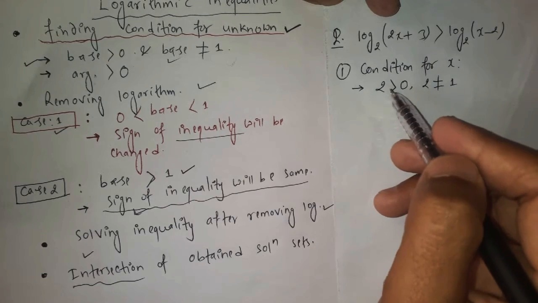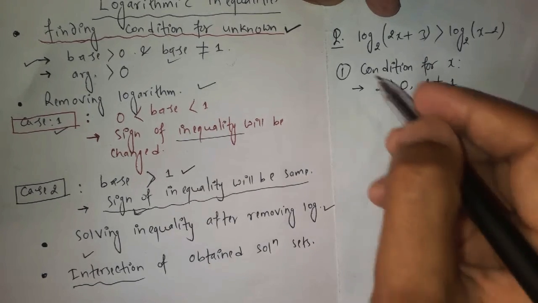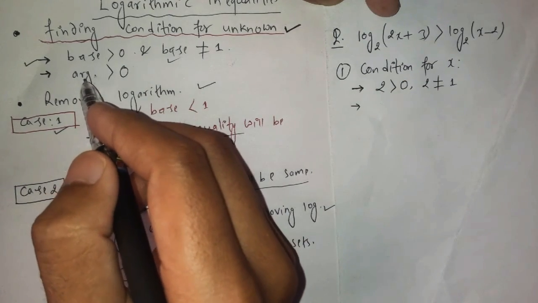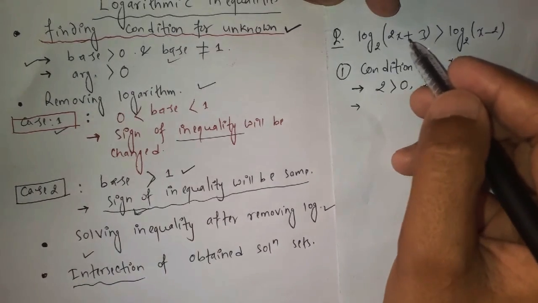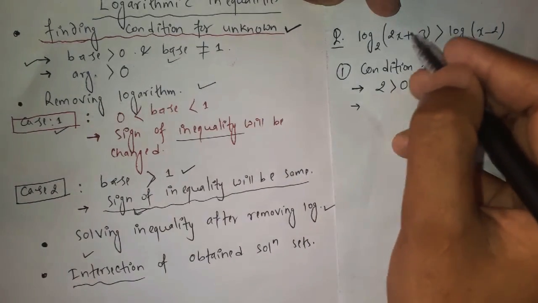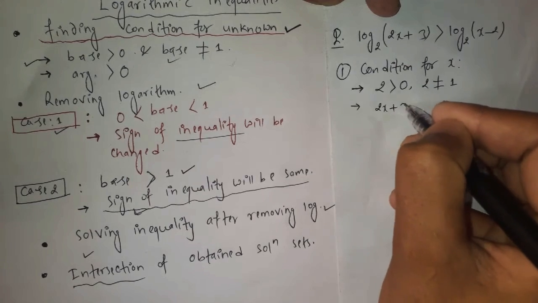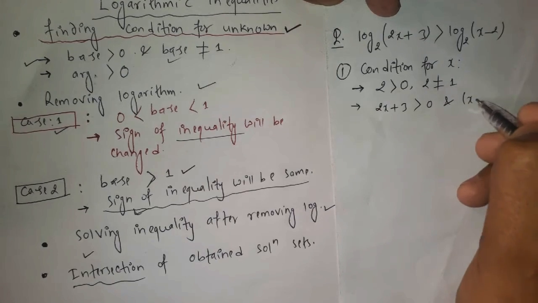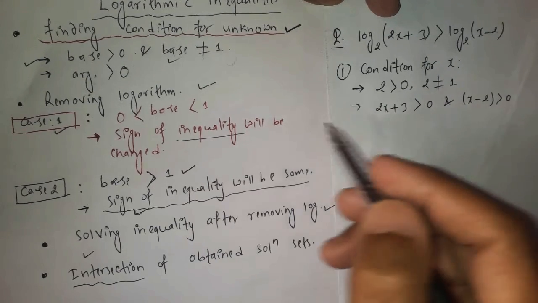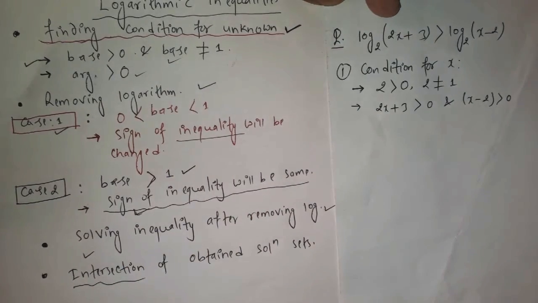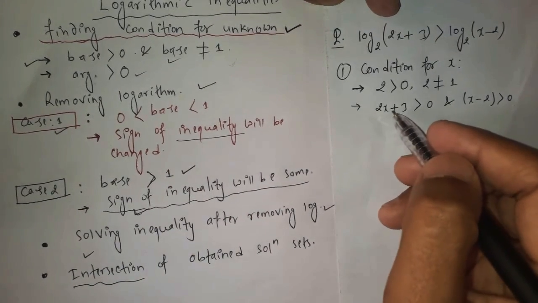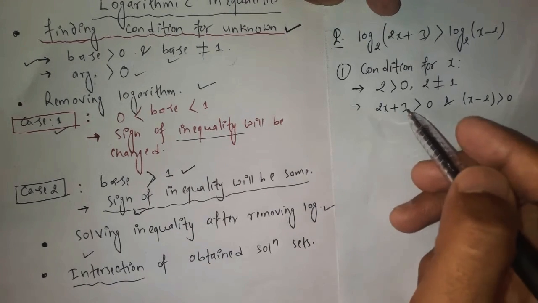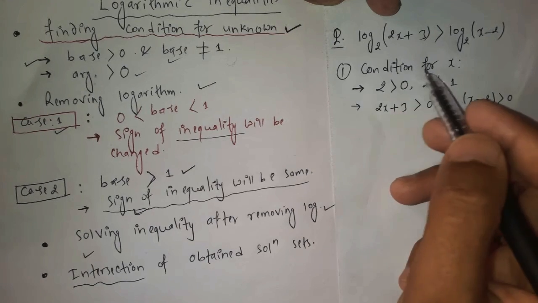Here the base is 2, it is a positive number, and it is not equal to 1. The first criterion is fulfilled. The second condition is on the argument: the argument should be a positive number. The argument of the first logarithm is 2x plus 3, and it should be positive, and the argument of the second logarithm is x minus 2, and it should be positive. This is the second criterion. From these basic inequalities, we can solve for x and find the conditions for x.